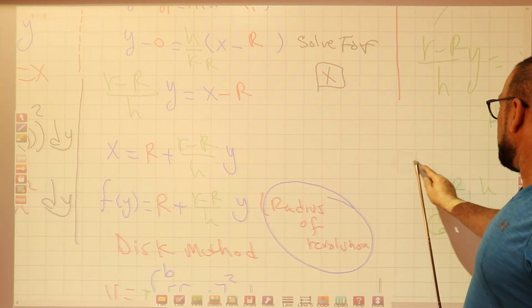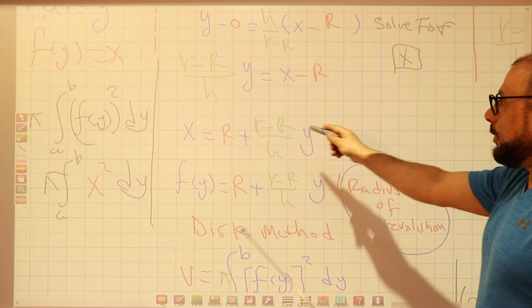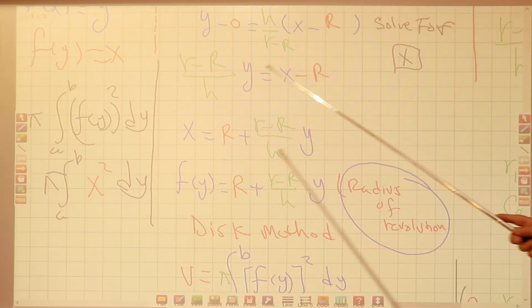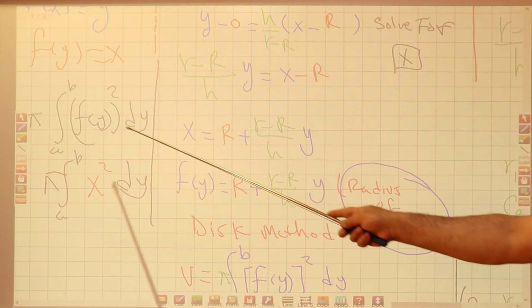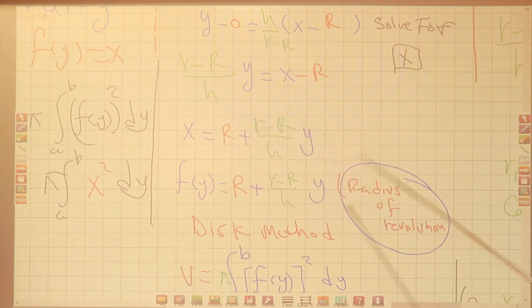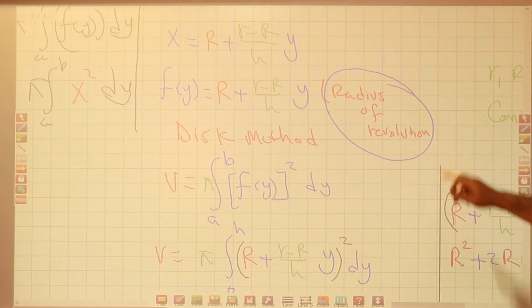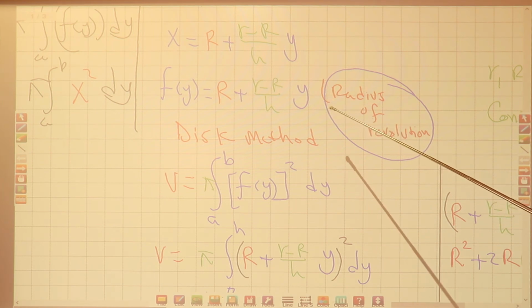Which is this equation? Equation. Okay, try to do it by yourself. Then x is f(y), still there, f(y) equals x. Then I have my function. I have the function I need to revolve, which is r plus (R minus r over h) y.